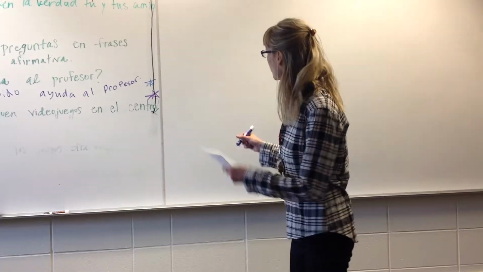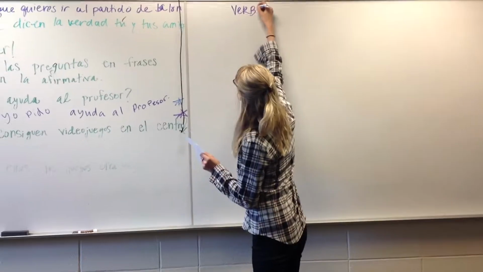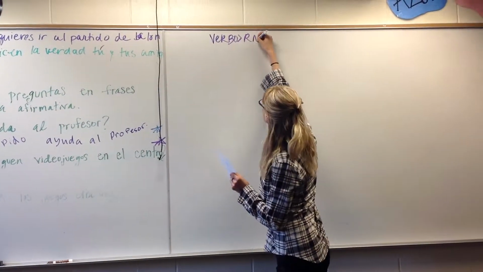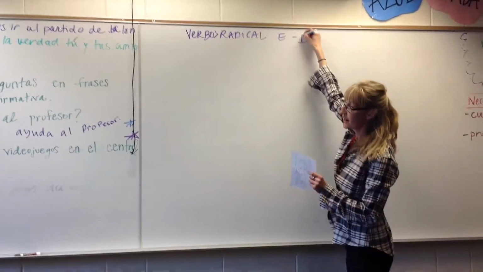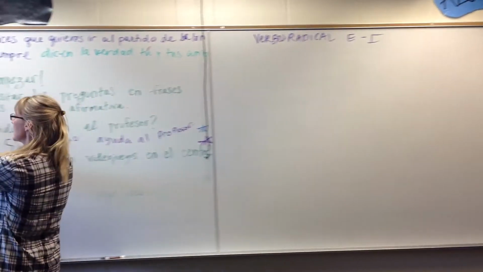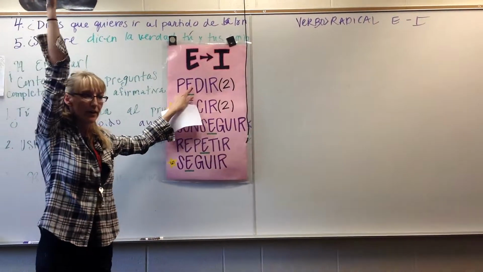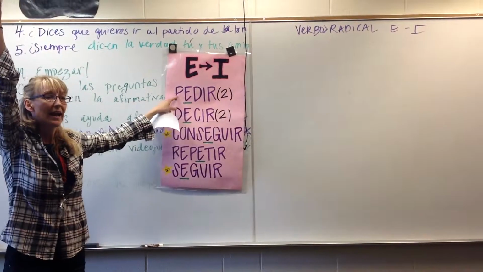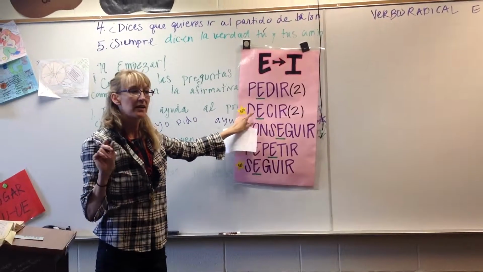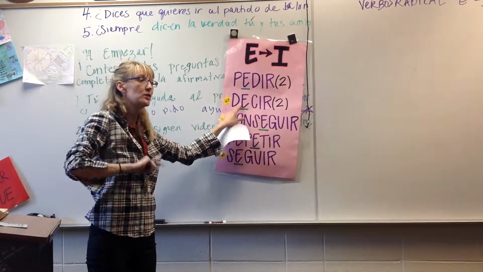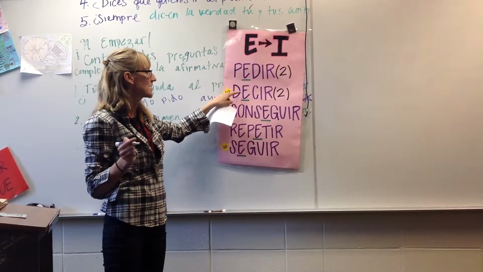So, your quiz is going to be on the verbos radicales, and it's only the ones from E to I. So it's just these ones right here, E to I. So we have pedir, to ask for or to order. We have decir, to say or to tell. Notice it's starred. What does that mean? Go verb. So we have decir, yo digo.